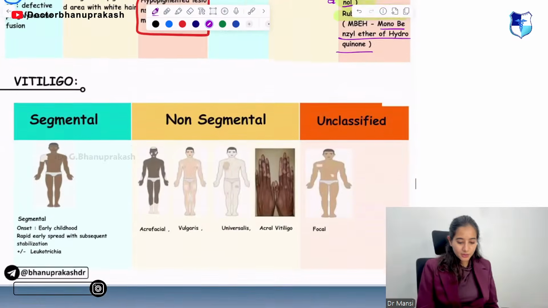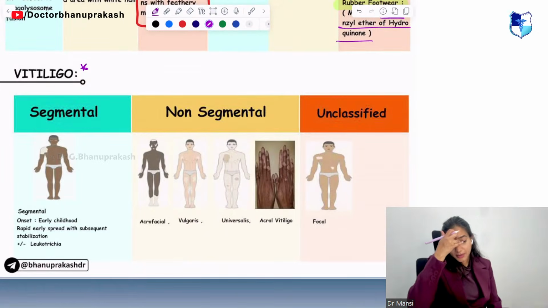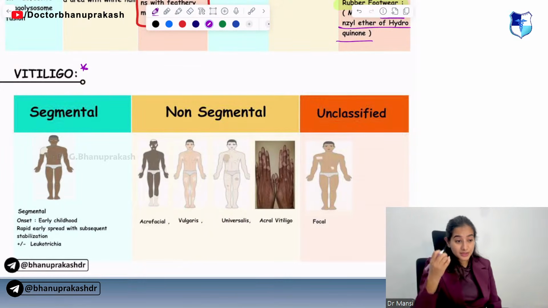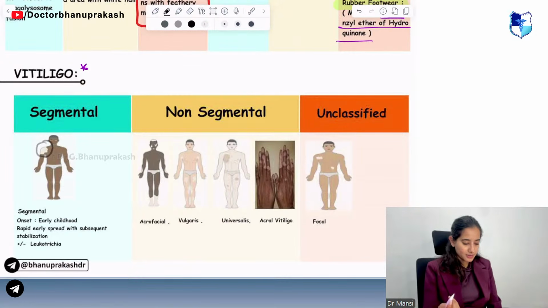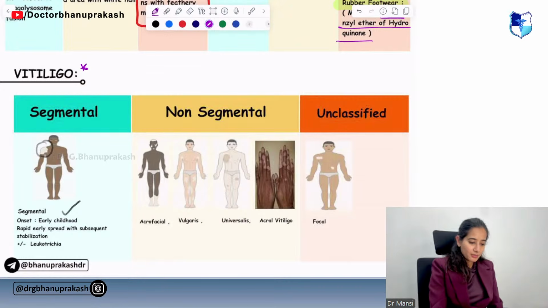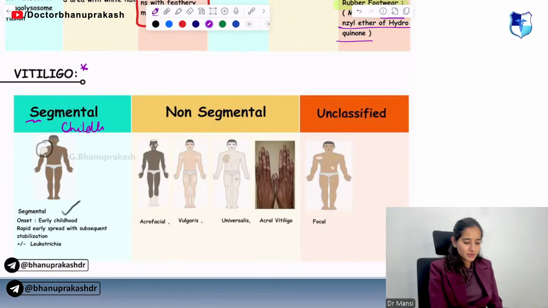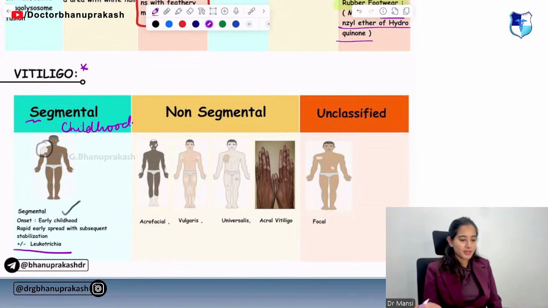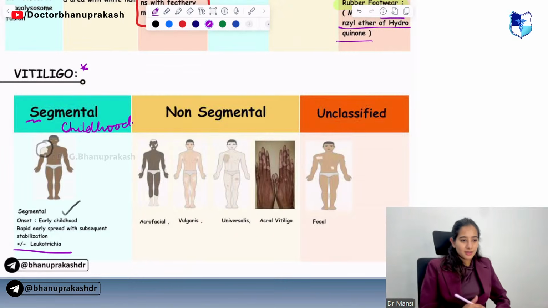Move ahead. Vitiligo has to be discussed in a little more detail. We have segmental, non-segmental and unclassified vitiligo. Segmental, as the name itself tells you, is present in a particular segment like this. Early childhood is the time when it appears. Segmental sounds like C for childhood. And there will be plus or minus leukotrichia. What is leukotrichia, guys? Can anyone tell me? Break the word and tell.